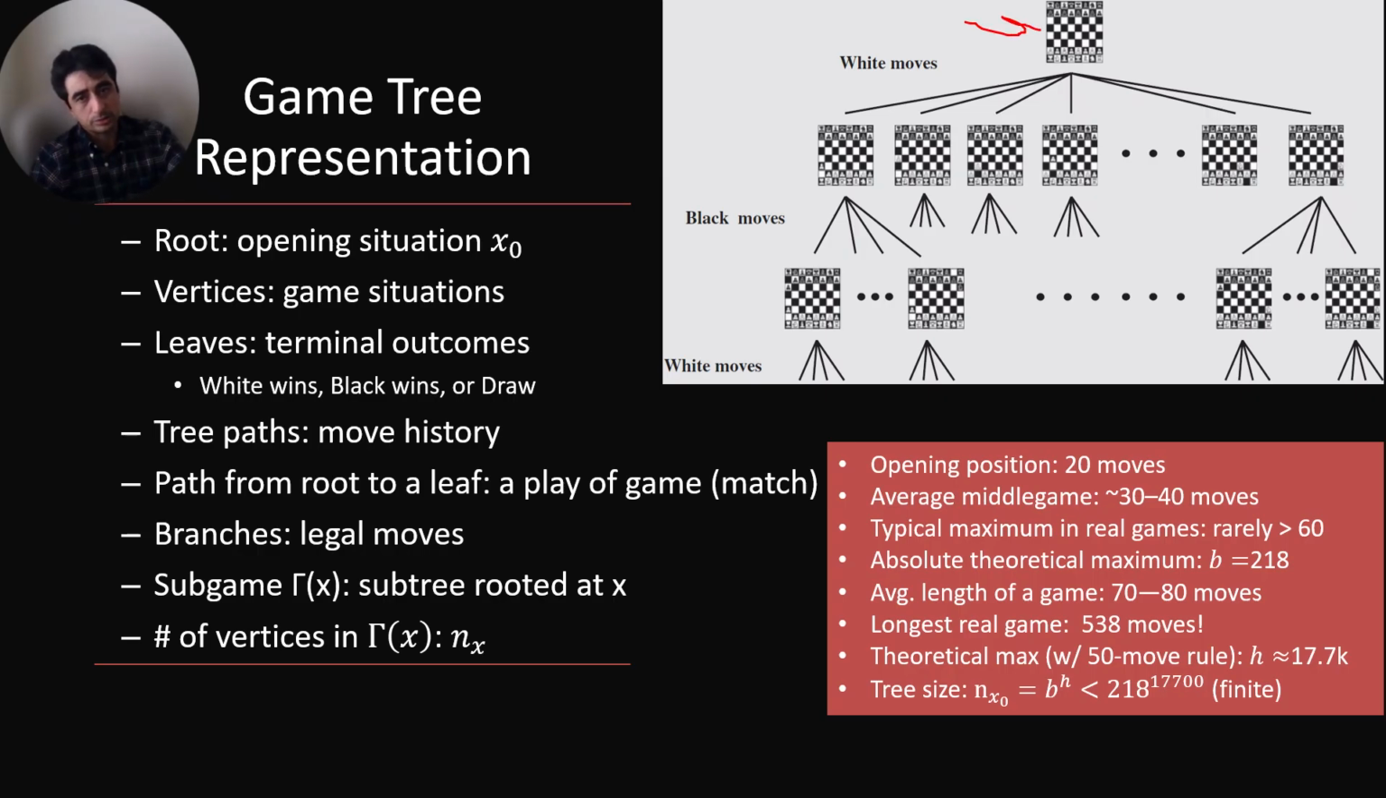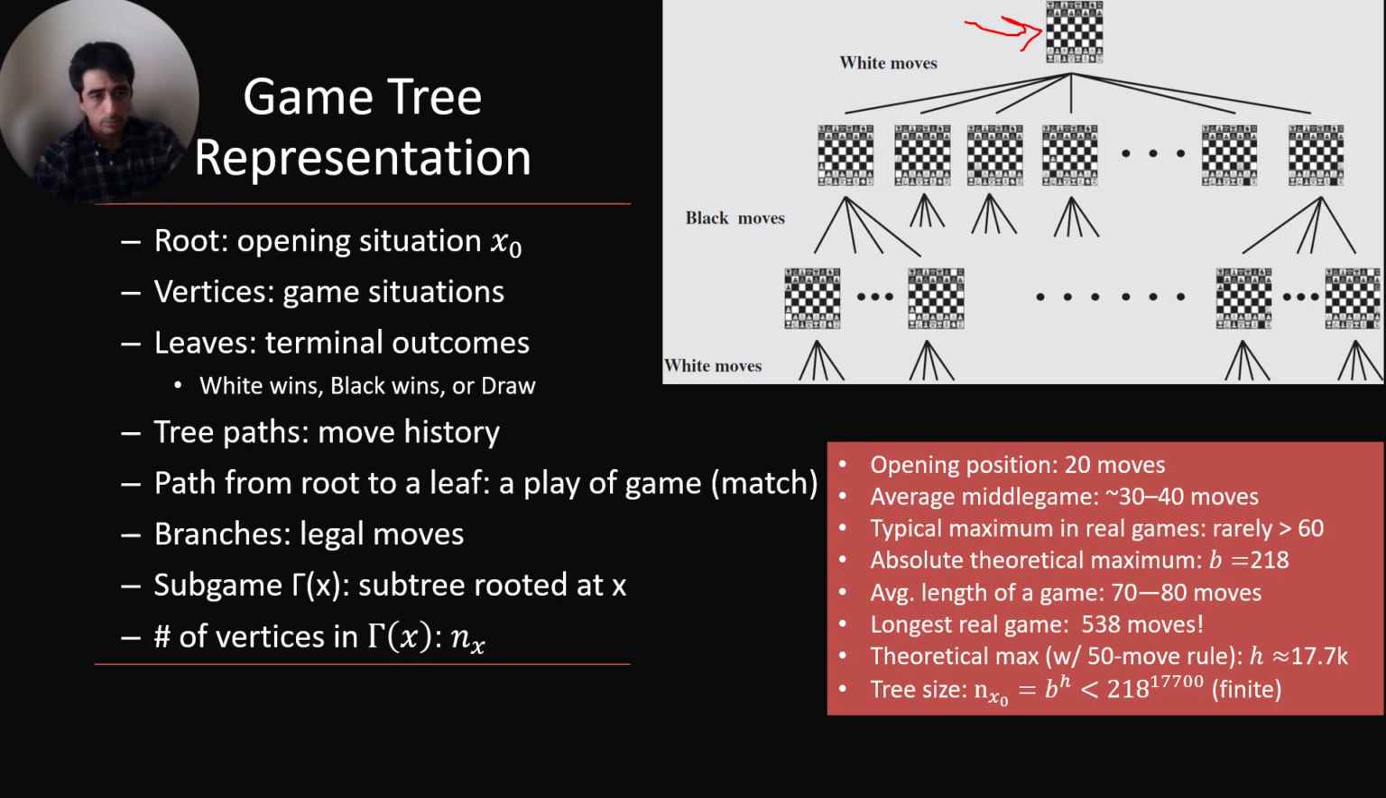In this case, it's going to be the opening situation or the opening position, and then you have a bunch of game states or game situations in the following levels. And the branches are representing the moves, either the white move or the black move, depends on which level we are. That's very useful for a lot of proofs, including the one that I'm going to show you next.